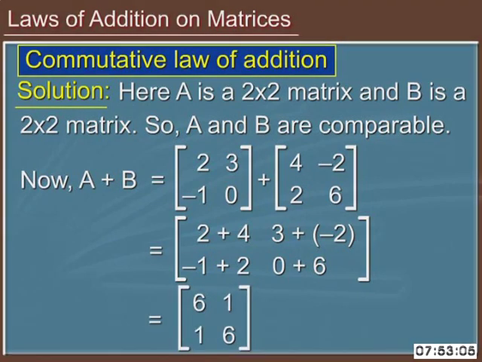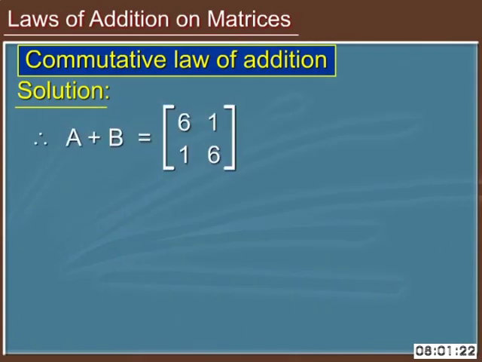That will be equal to a square matrix of order 2 having first two elements as 6 and 1, second two elements as 1 and 6. Therefore, A plus B is a square matrix of order 2 having first two elements as 6 and 1 and second two elements as 1 and 6.